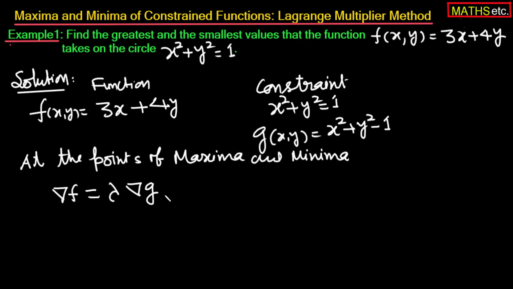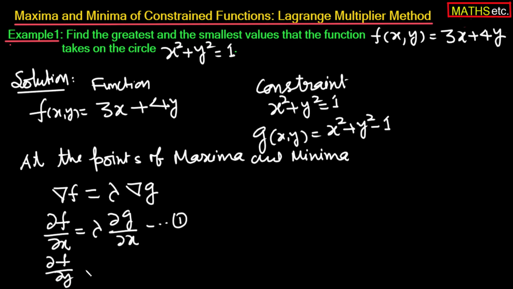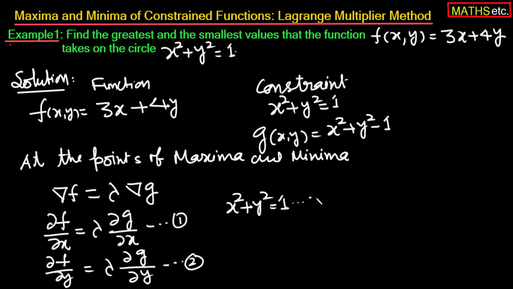And this equation simply boils down, in its component form, to del f by del x, the partial derivative of f with respect to x, equals lambda times the partial derivative of g with respect to x, our first equation. Second equation will be del f by del y equals lambda times the partial derivative of g with respect to y. And the third equation that will help us is the equation of the constraint, that is x squared plus y squared equals 1, and this is our equation number 3. By solving these 3 equations, we will get the points at which the function could have a maxima or a minima.